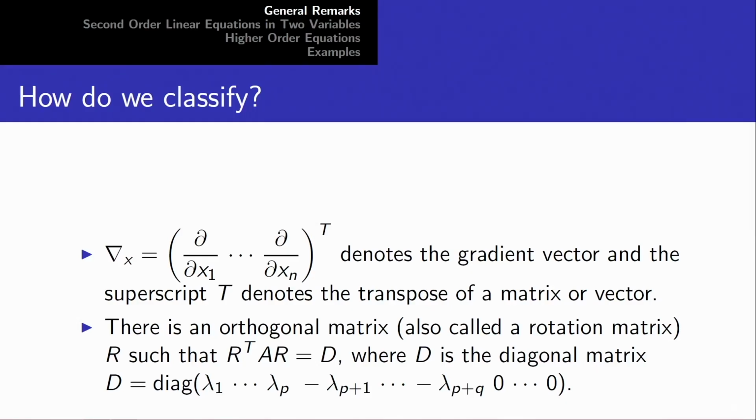We can arrange the diagonal elements of this matrix D in the following way: lambda 1, lambda 2, up to lambda p, then minus lambda p plus 1, up to minus lambda p plus q, and the rest are 0. Here we are collecting the positive eigenvalues of A, the negative eigenvalues of A, and the 0 eigenvalues. Of course, A can have all positive eigenvalues or all negative eigenvalues, but it cannot have all 0 eigenvalues in this case, because A is not a 0 matrix.